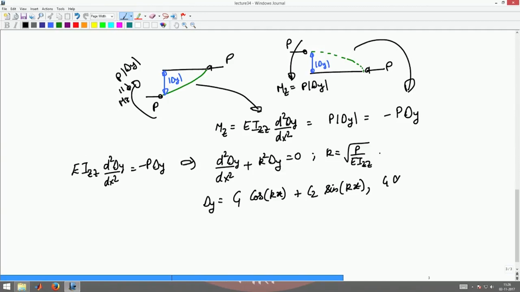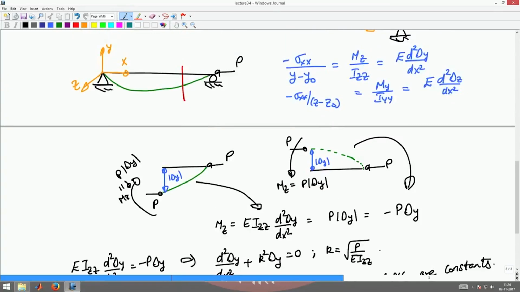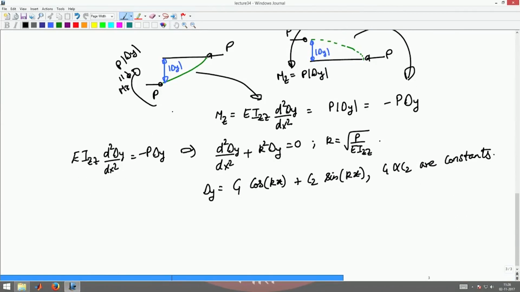Okay, c1 and c2 are constants to be found from boundary conditions. Now you know that delta y is the simply supported beam that I am looking at. So delta y at x equal to 0, and let's assume the length of the beam is L. For a simply supported beam, delta y at x equal to 0 has to be 0, and delta y at x equal to L has to be 0.